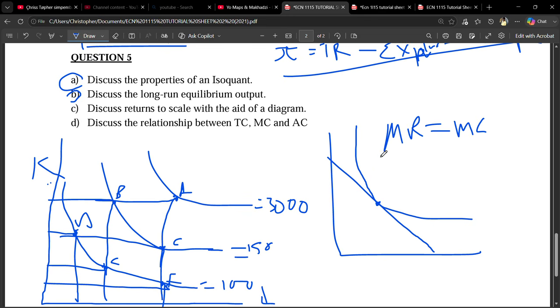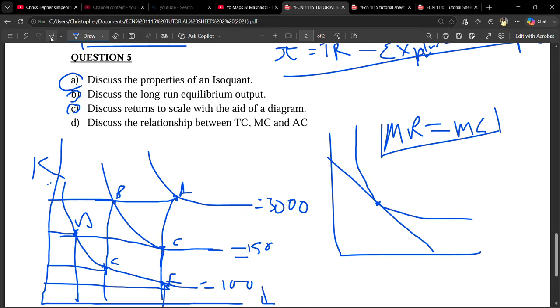Okay, so if we take this in the market structure, of course, we're going to have things like, in the long run, perfect competition, all those conditions that are there. But if we just end there, this is the condition that we're going to illustrate on question B. Okay, then C is saying discuss returns to scale with the aid of a diagram.